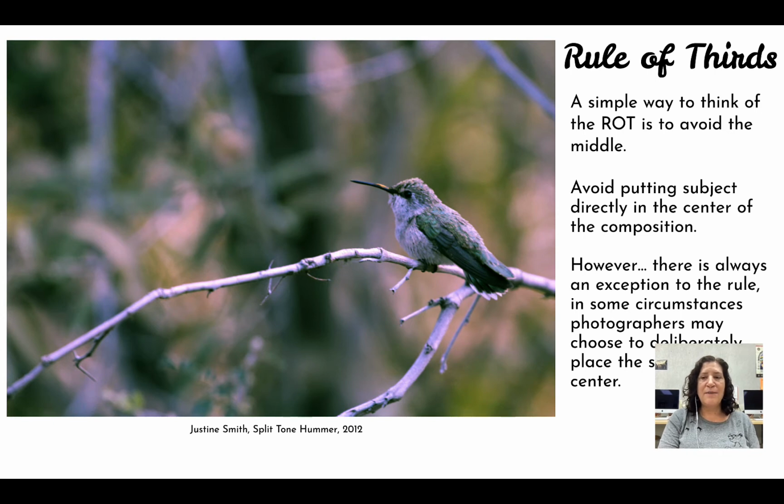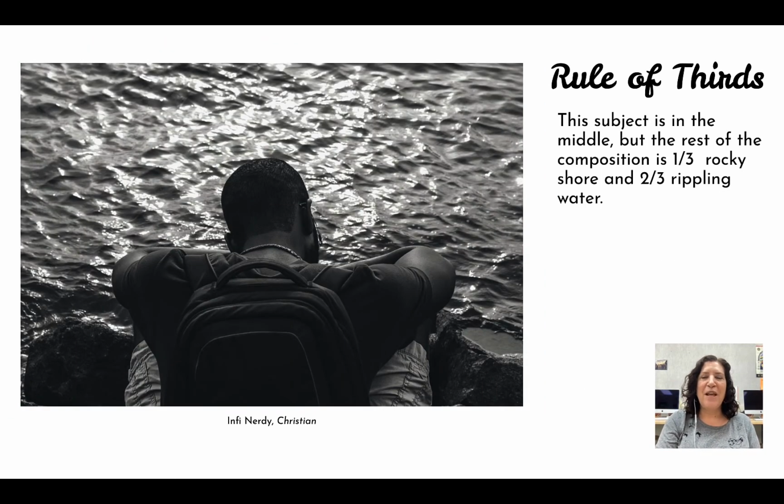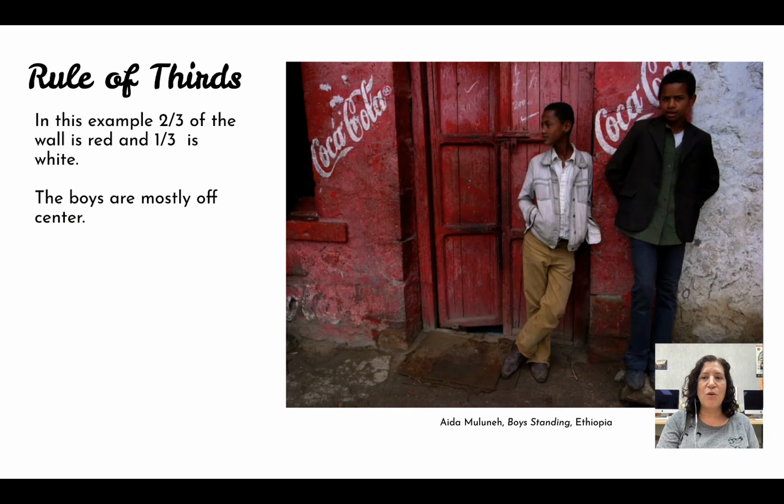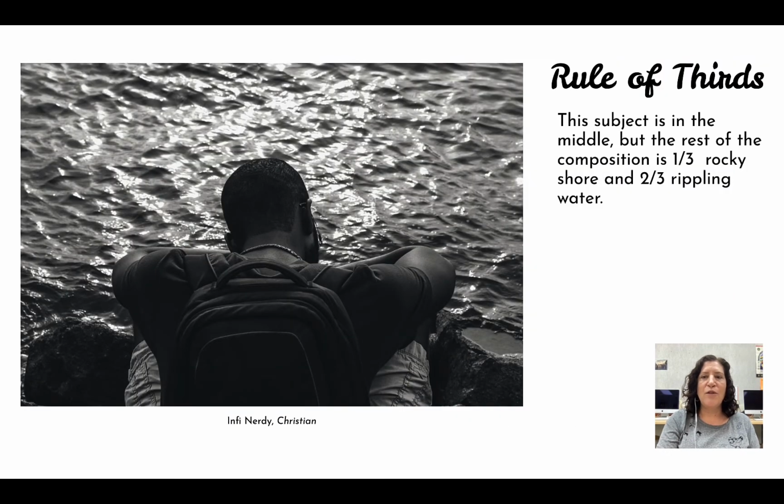However, there are exceptions to this. Sometimes it looks great to have something exactly in the middle, but usually it's when a photo is symmetrical. If your photograph isn't perfectly symmetrical, top to bottom or left and right, usually you want to avoid putting things right in the center. But rules in art can be broken to good effect. You never know. This subject is definitely in the middle. The head is placed right in the center, but the rest of the composition is about 1/3 rocky shore and 2/3 rippling water.